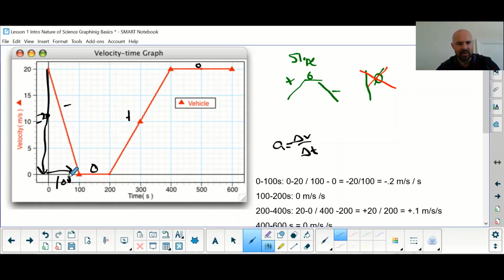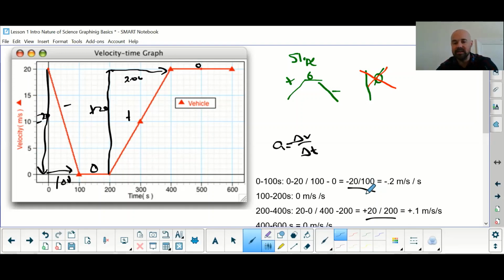So it'd be negative 20 over 100, which is exactly what we got here as negative 0.2. If we do this section, it starts here and it goes up 20, and it takes 200 seconds going across. So this is plus 20 and over 200. So you rise first, then you run. So it's the same numbers that we got here, and you get 0.1.